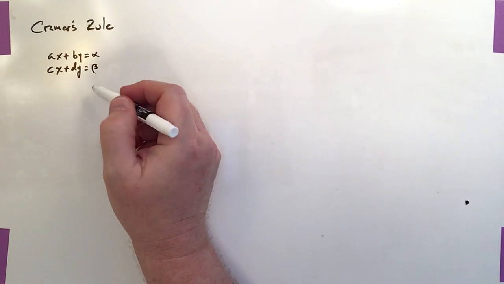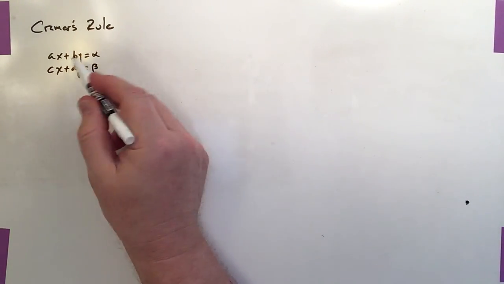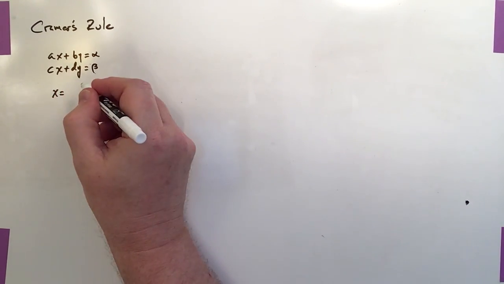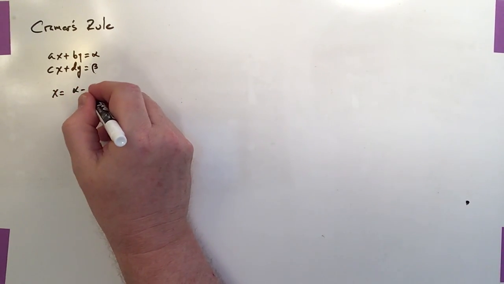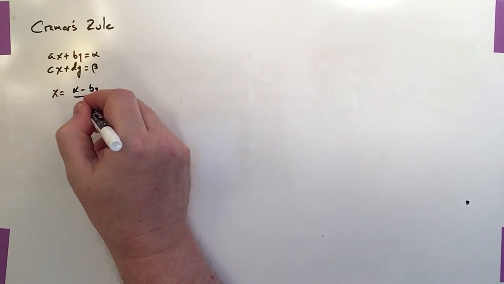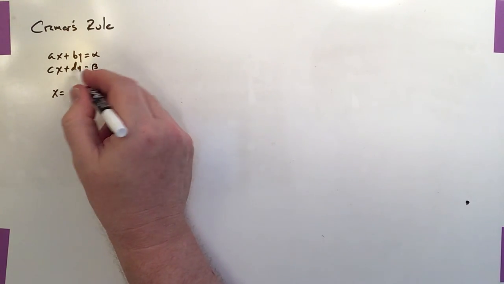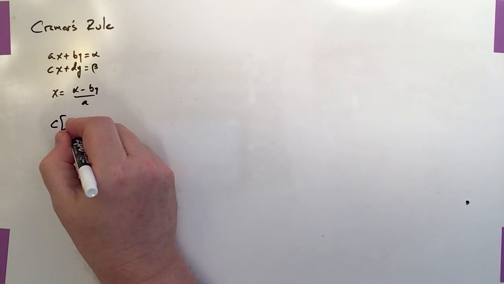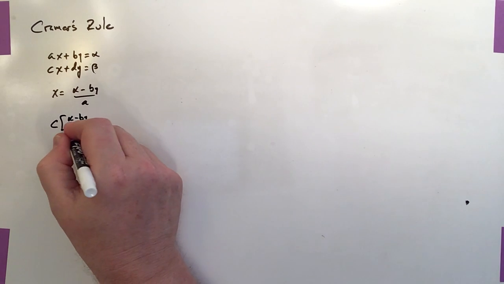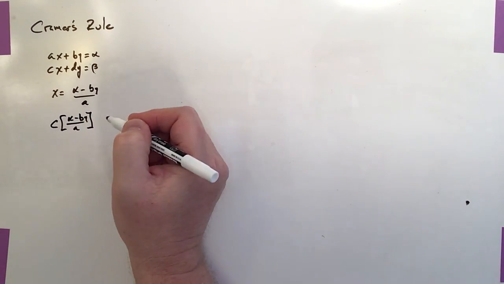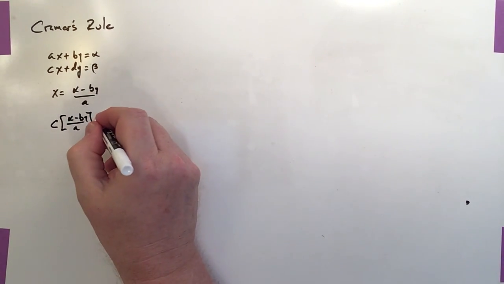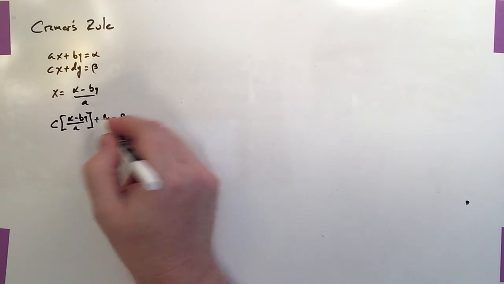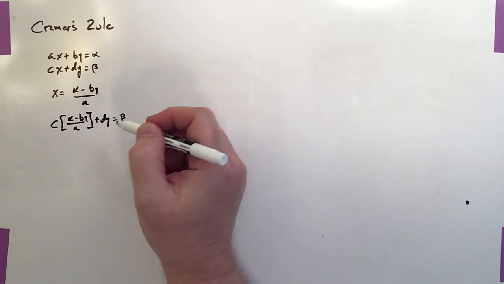Well, of course, to solve this system by substitution, we simply take the first equation and solve it for x. So x would be equal to alpha minus by, and the whole thing divided by a. And then we would substitute that into the second equation. So it would be c times the quantity alpha minus by over a plus dy is equal to beta.